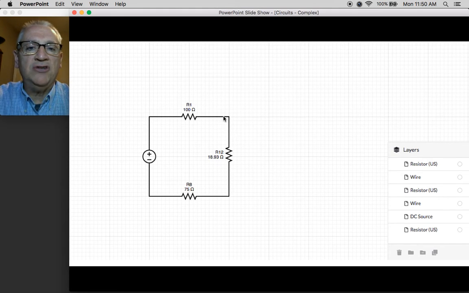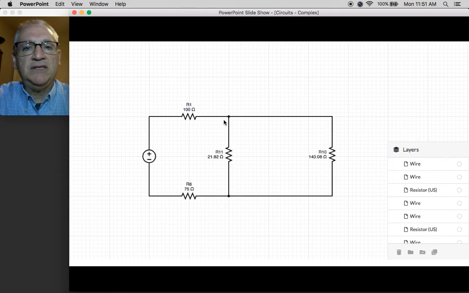R12 is a collection of everything that's to the right of this. So I know my voltage drop across from here to here is constant. So when I do this, I know that my voltage going across this resistor, which was R11, is the same as the voltage across this one. I can find the current flowing through here and the current flowing through here. Because of that, I can find the power consumed.